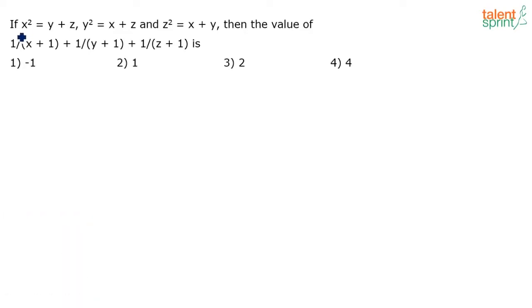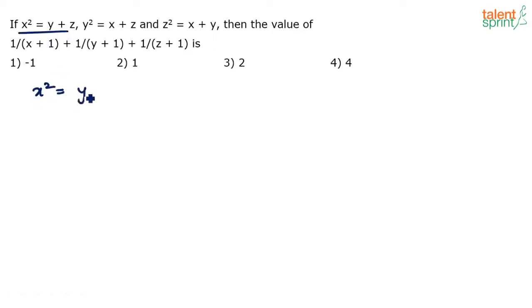So the question here is: if x squared equals y plus z, y squared equals x plus z, and z squared equals x plus y, then the value of 1 by x plus 1, plus 1 by y plus 1, plus 1 by z plus 1 is dash, right? Options given to us are -1, 1, 2 and 4. So let's look at the given equations here.